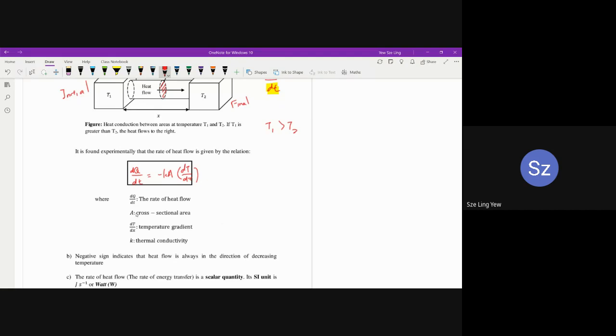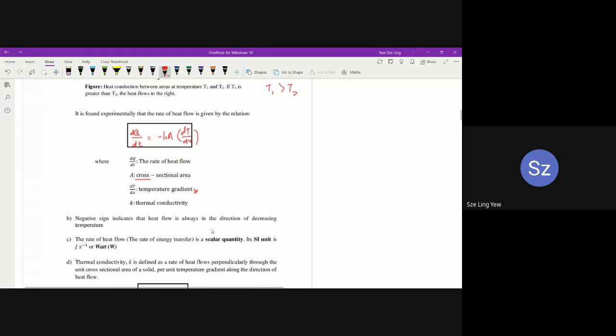So that is wrong. Remember, you're just looking at the cross-sectional area. The temperature gradient is dT over dx. We will look at it after this one. And then the thermal conductivity. Thermal conductivity is a constant value. It tells you the rate of heat flow per unit cross-sectional area.